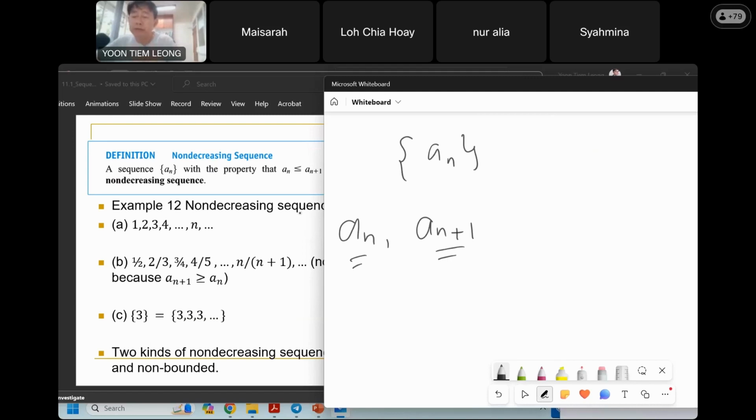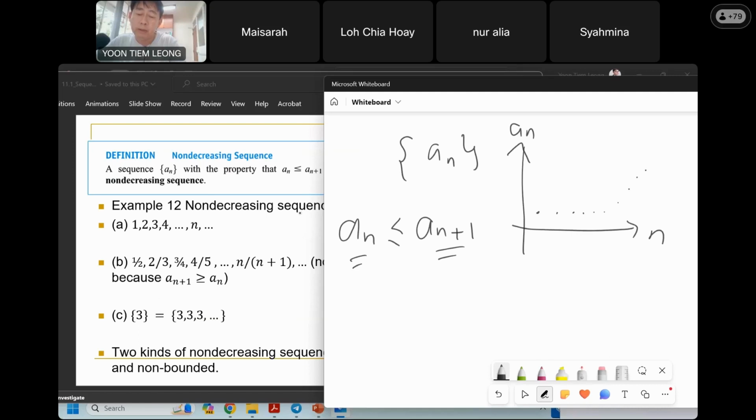Now, if you have a sequence where the next term in the sequence is always equal to or larger than the term before it, then this is called a non-decreasing sequence. That is, if you were to represent the sequence in an XY format, you find that every dot that represents the sequence will either stay flat going to the right, or it will only increase.